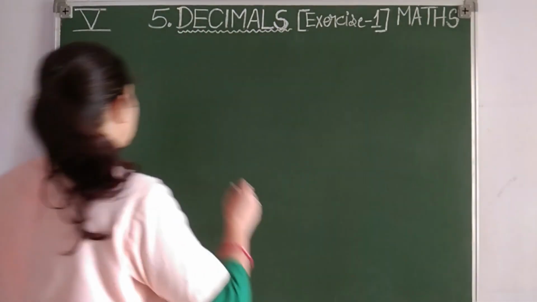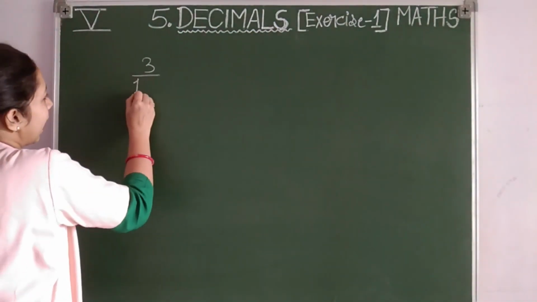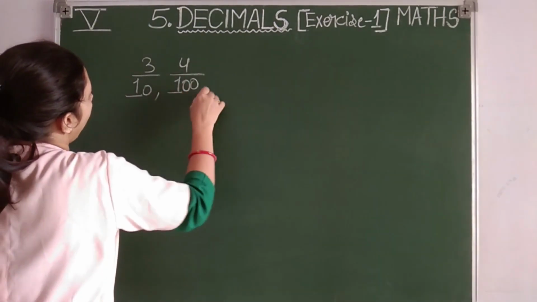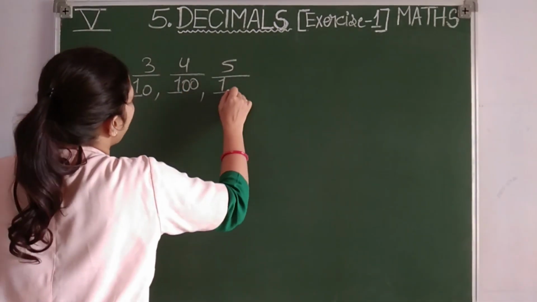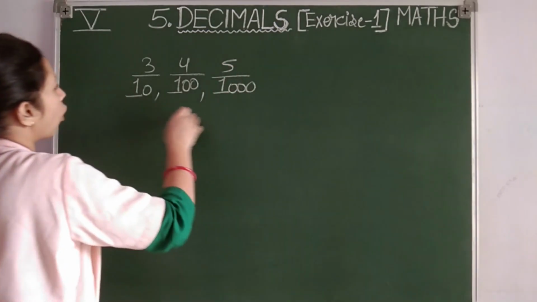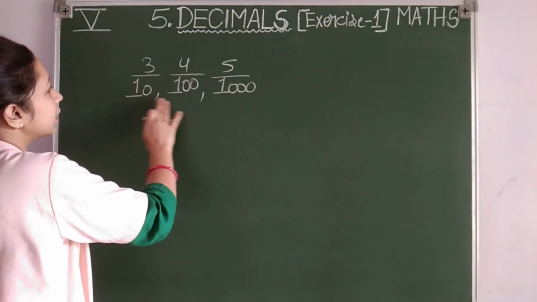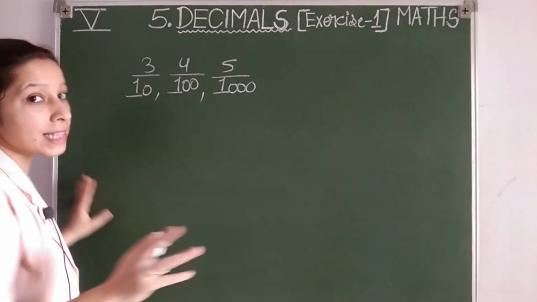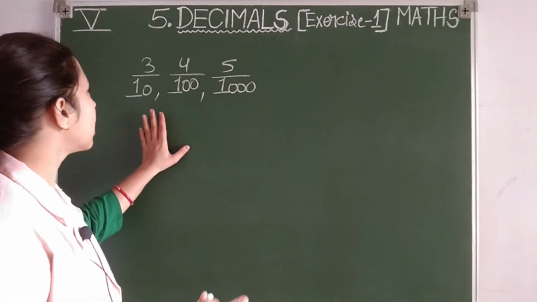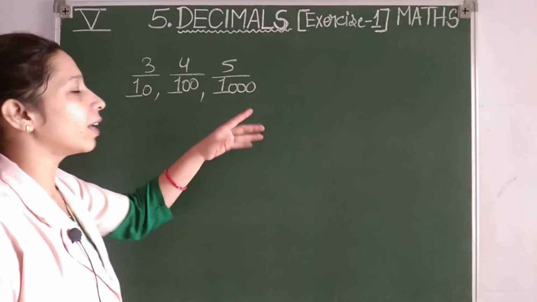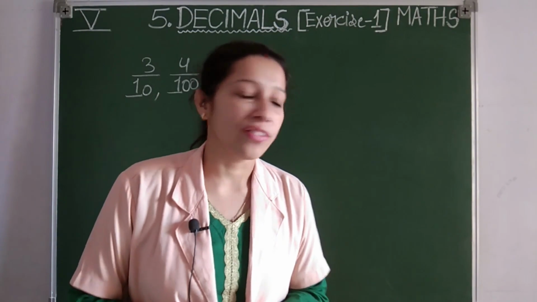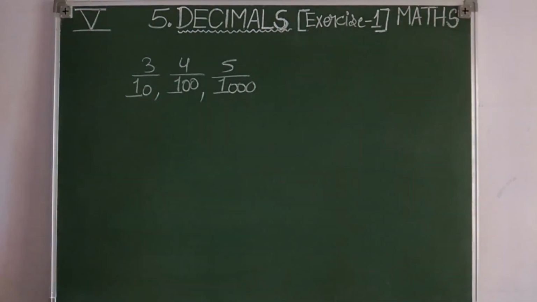Students, if you get such numbers as 3 by 10 or 4 upon 100 or 5 upon 1000, numerators with denominators which have 0 with them, such fractions are known as decimal fractions. Such fractions with denominators 10, 100, 1000, 10,000, like this, are known as decimal fractions.